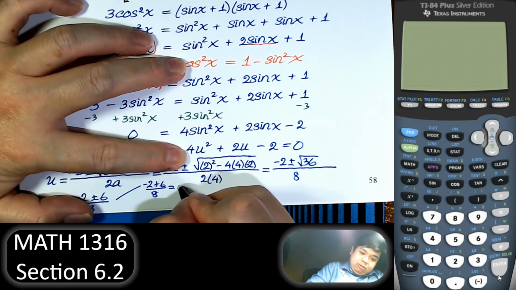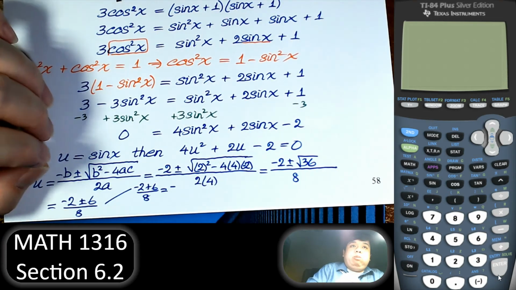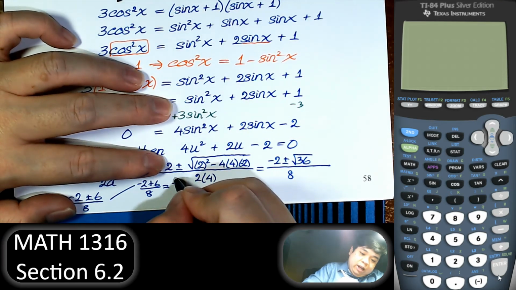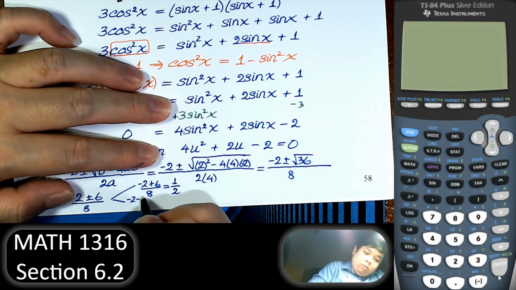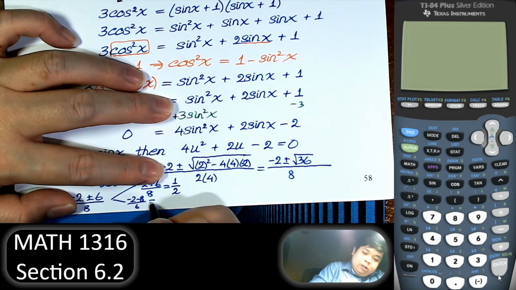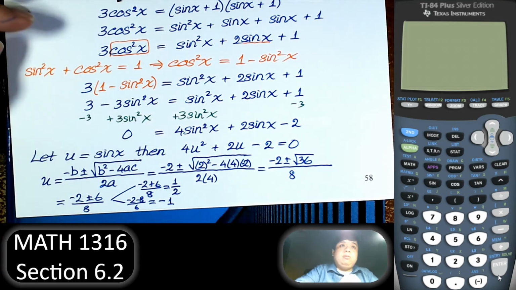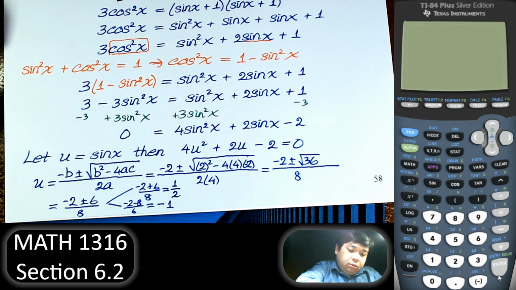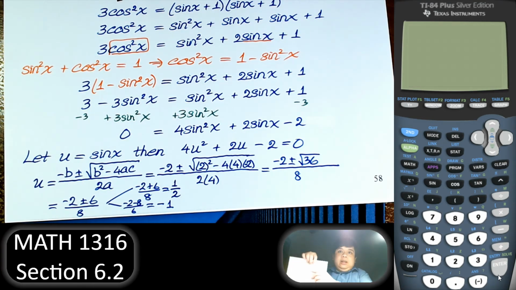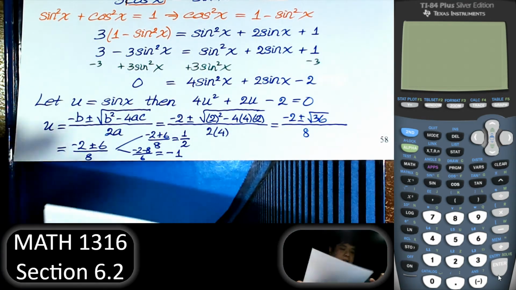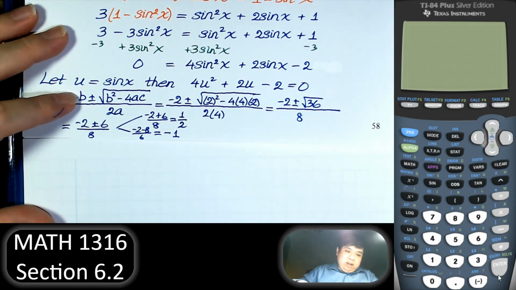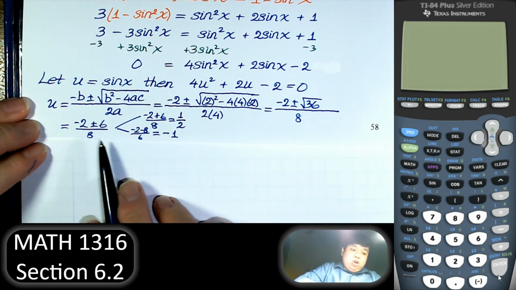That is 4 over 8, so that's just 1/2. And then negative 2 minus 6, over 8, is negative 1. So we have 1/2 and negative 1. Right. Should have more space for that part. So in this case, we continue. There are 2 values for u.